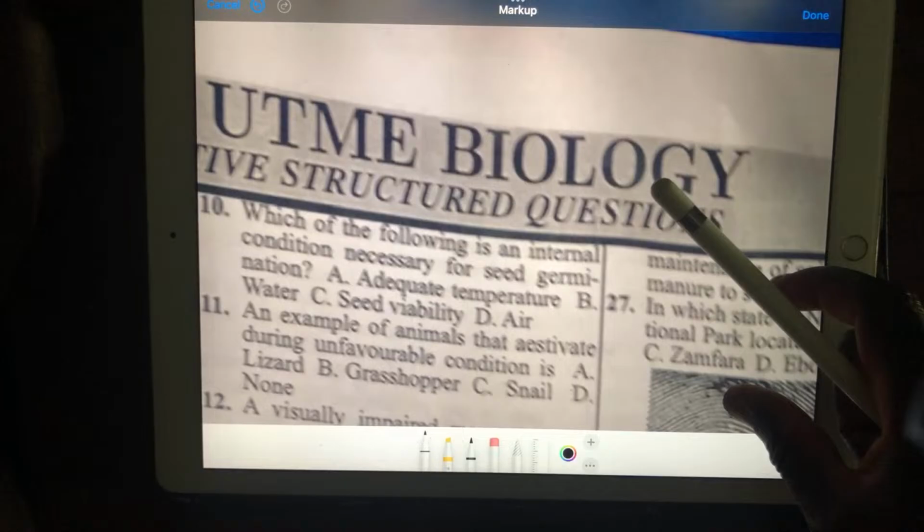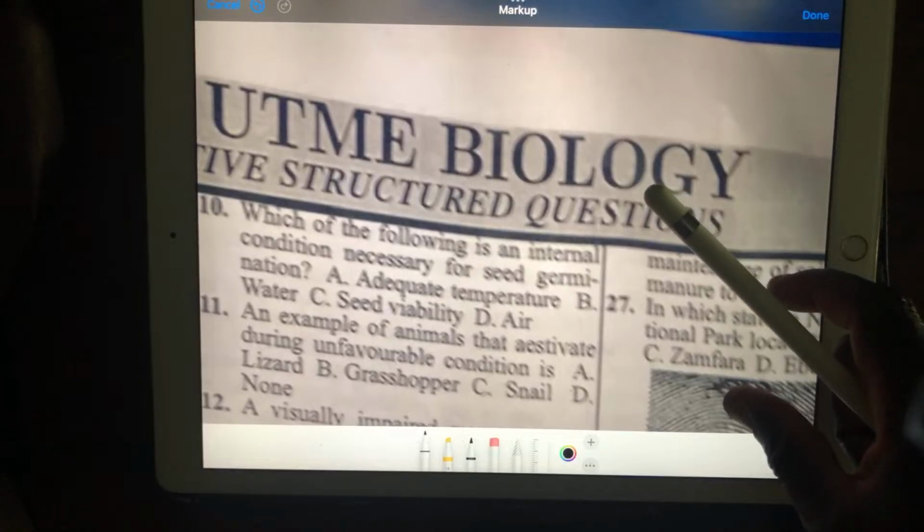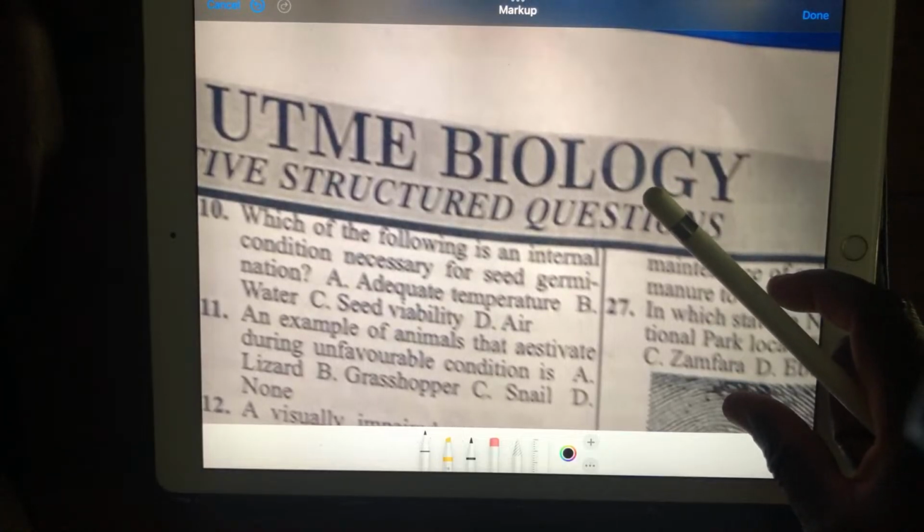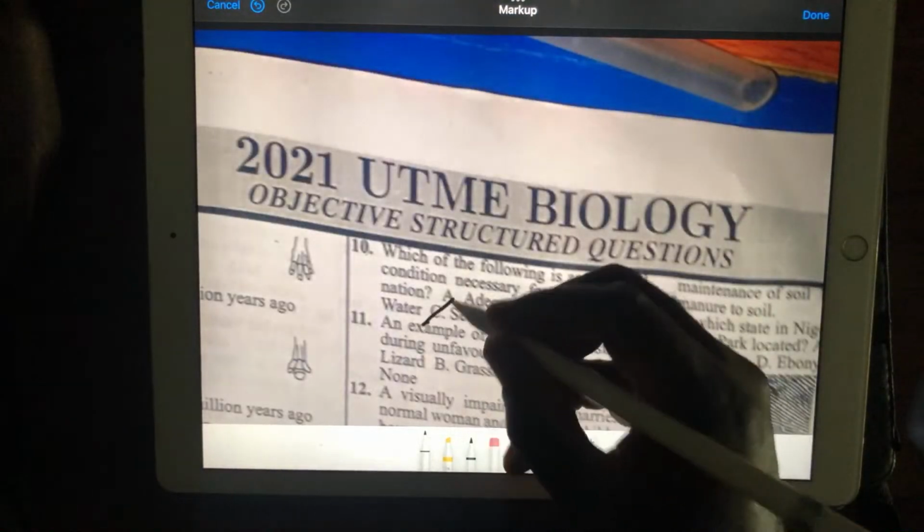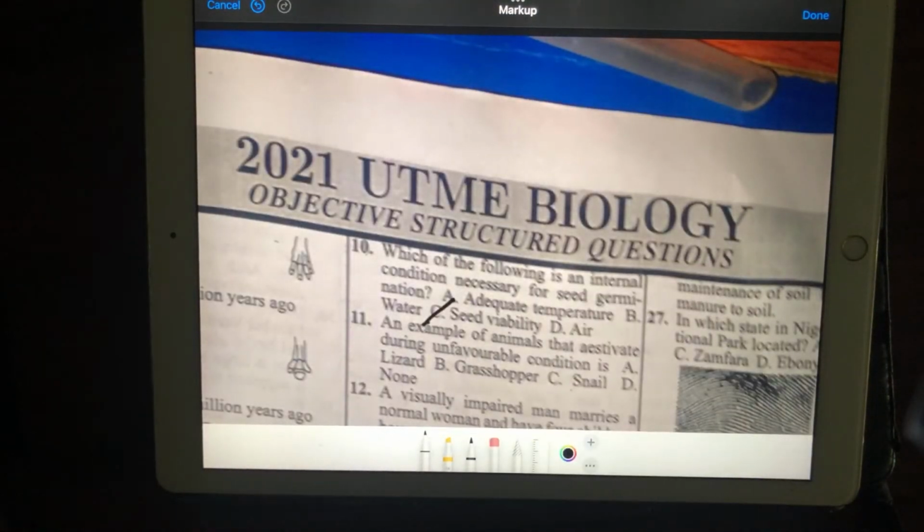Then B says water. Water is external, not internal. Seed viability, correct. Is the seed that is alive that will germinate.